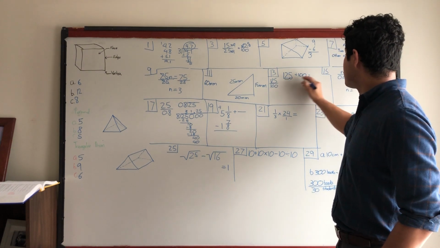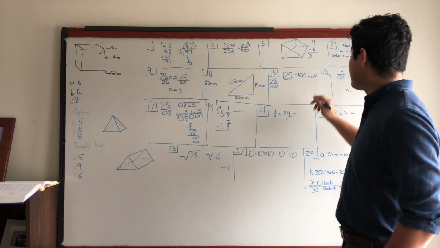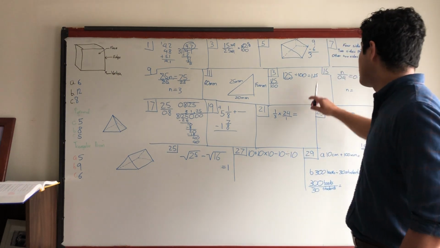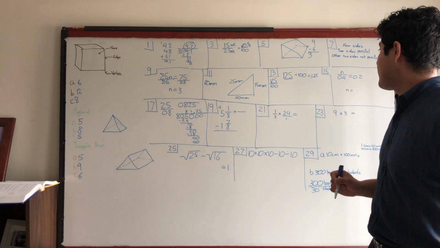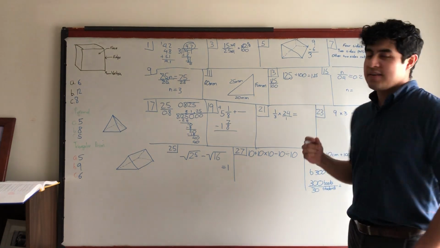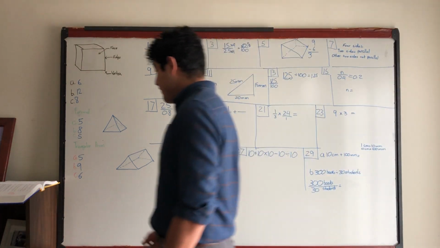1, 2, to give us the final answer of 1.25. 125% written as a decimal would be 1.25. And I know it's a little smaller than usual, but if you're listening, if you're paying attention, you'll be able to get it. All right, next, number 15.